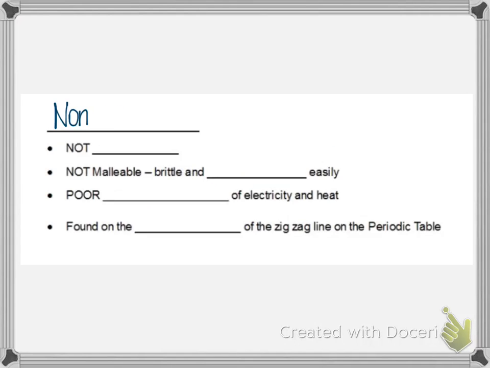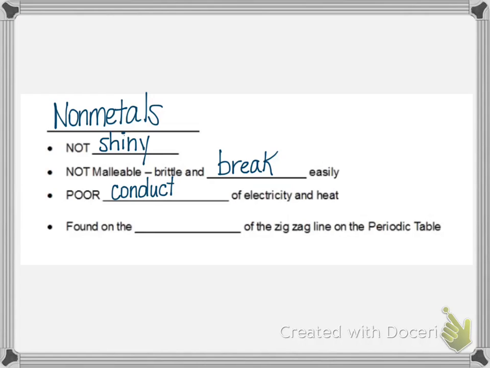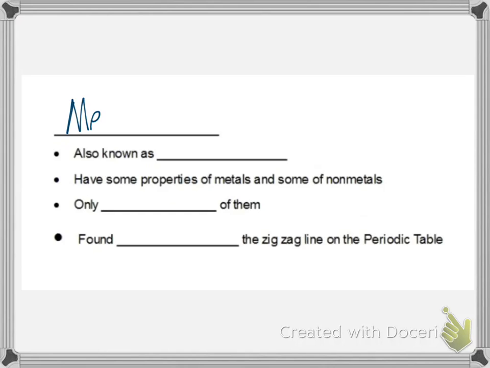Next we have nonmetals. Nonmetals are not shiny. They are not malleable. They're actually very brittle, and they can break easily. They are poor conductors of electricity and heat, which means they don't do a very good job of conducting or letting electricity and heat pass through them. They're found to the right of the zigzag line on the periodic table.